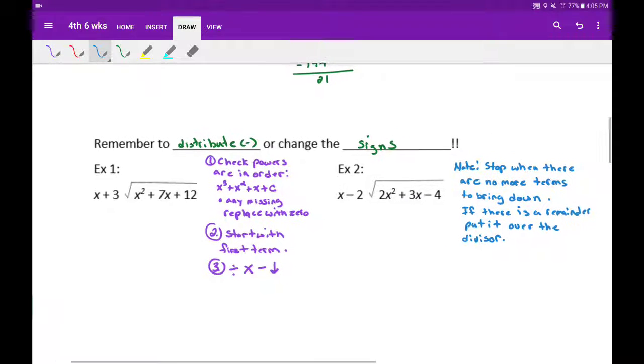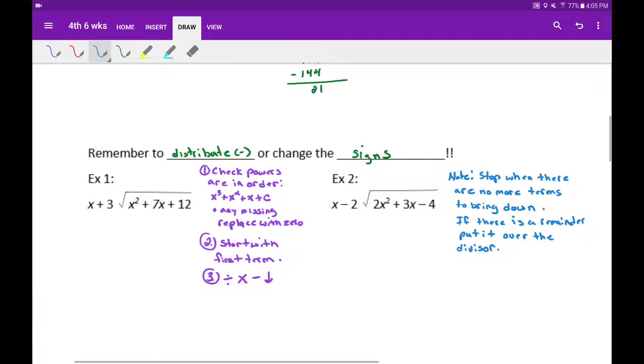So first thing, let's go over some of the steps here. First, we want to check our powers and make sure they're in order. For example, if we have x to the power 3, the next power should be x to the power 2, then x, then the constant number. If they're not in that order, we need to replace any missing powers with a 0. And I have an example that shows that case.